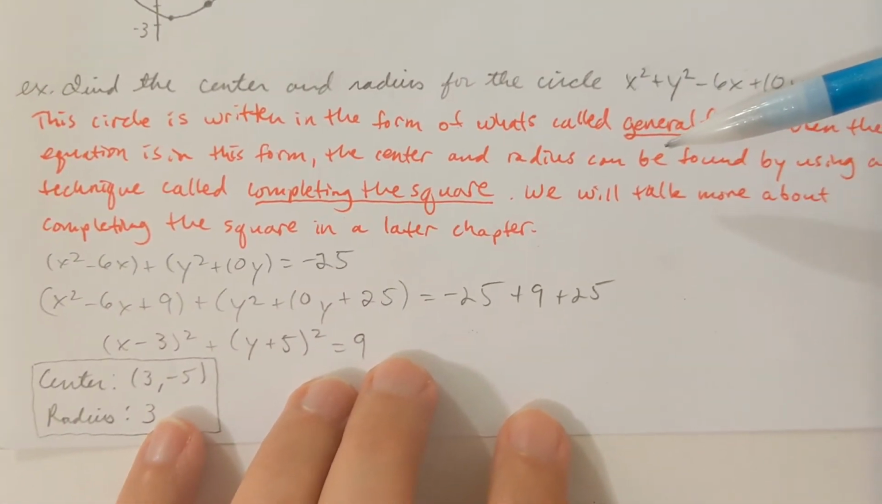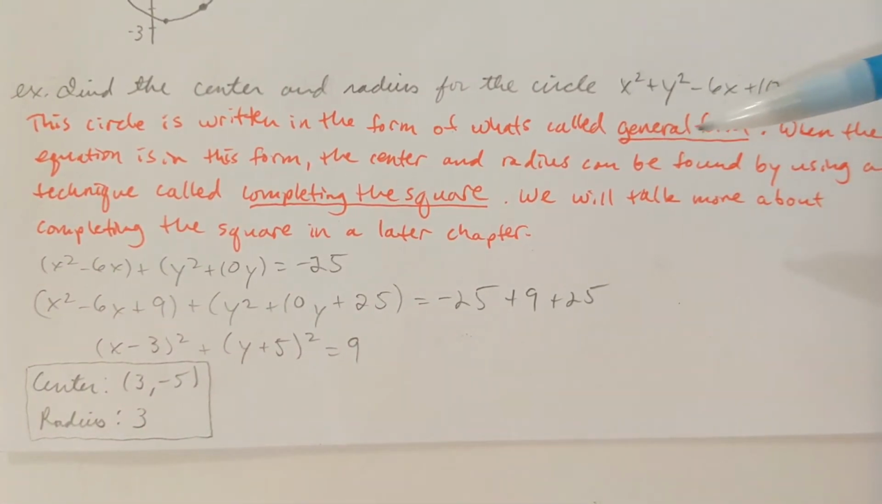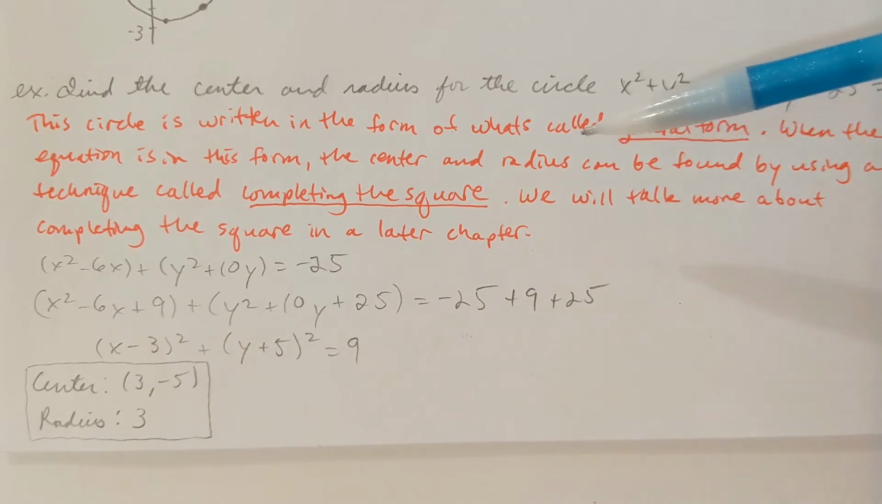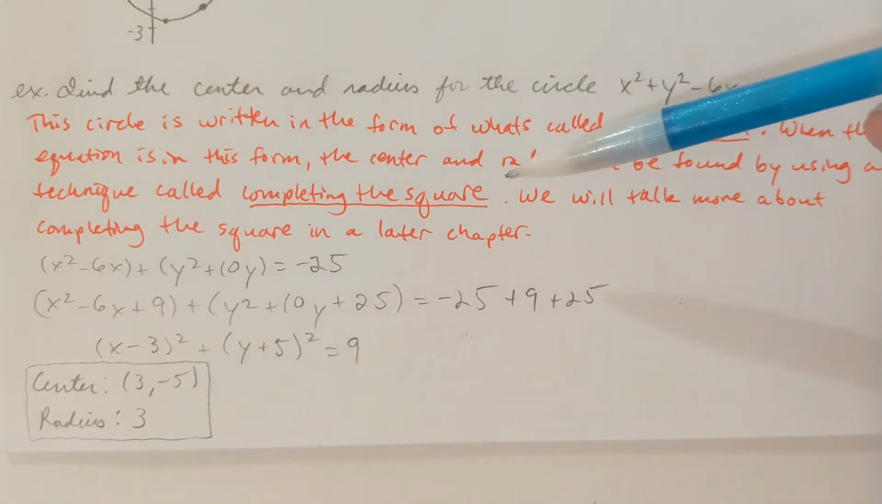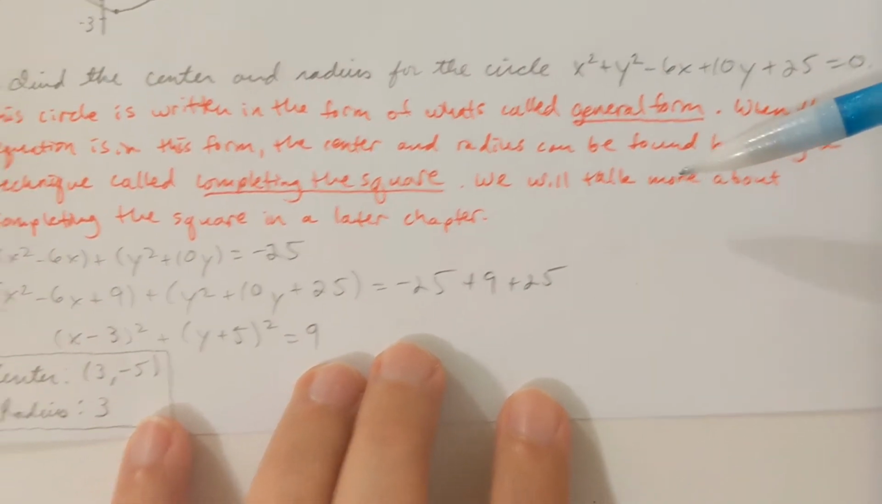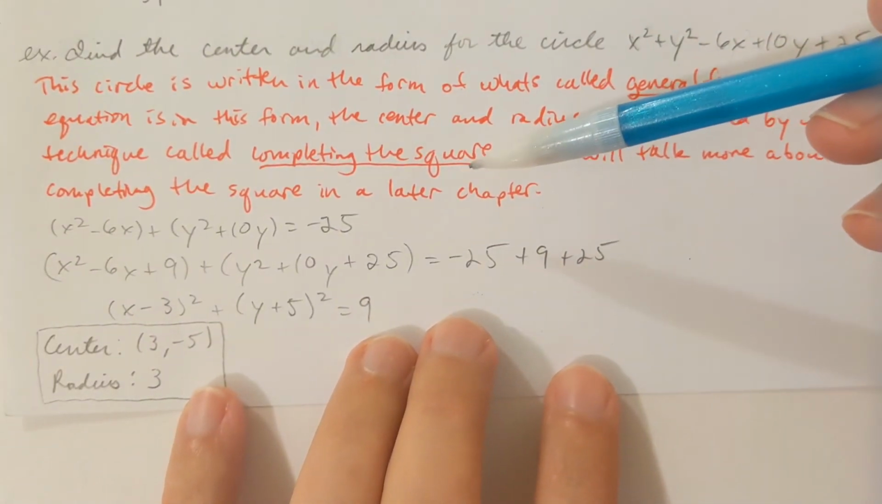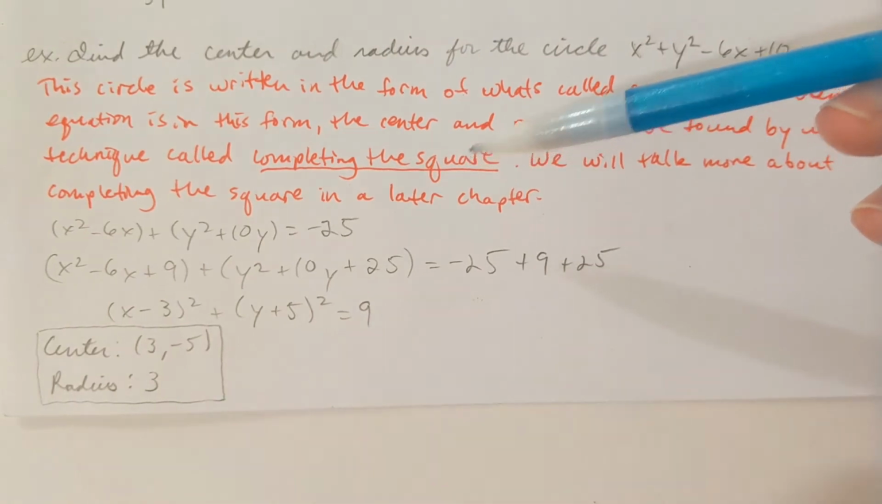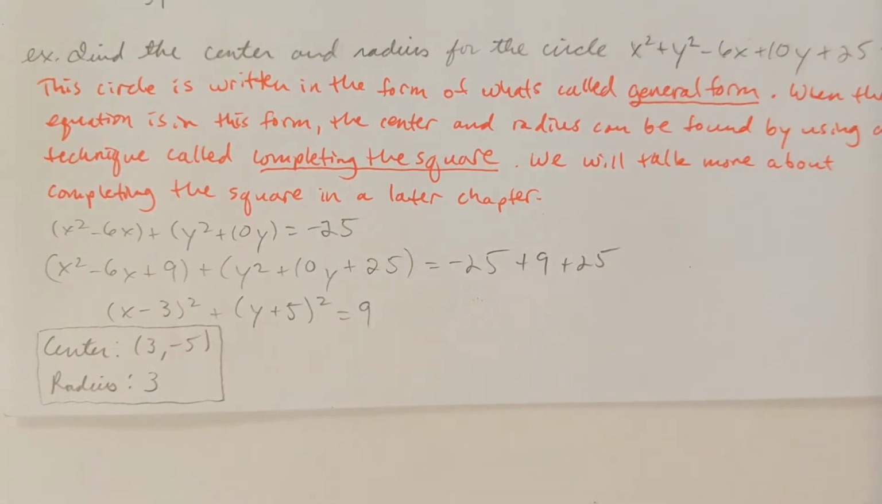When the equation is written in this form, the center and the radius can be found by using a technique called completing the square. We're going to talk more about completing the square in a later chapter. This technique is really used at a later time, although it's our only option here at the moment.